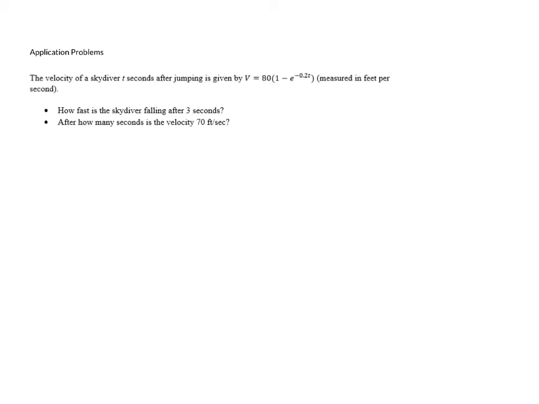Let's start. The velocity of a skydiver, t seconds after jumping, is given by v equals 80 times the quantity 1 minus e to the negative 0.2 t, measured in feet per second. How fast is the skydiver falling after 3 seconds? After how many seconds is the velocity 70 feet per second? Let's take a look at these questions one at a time.